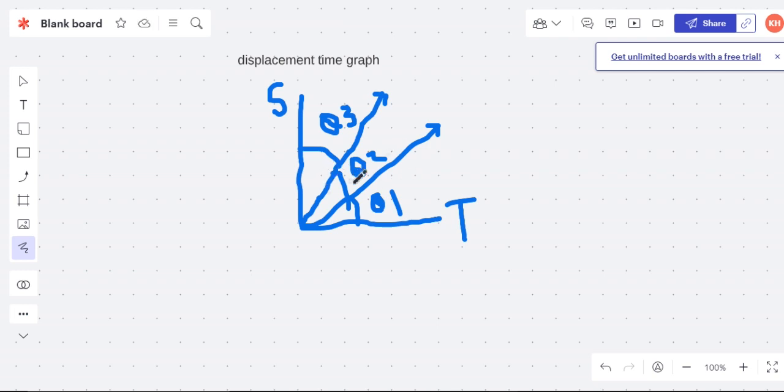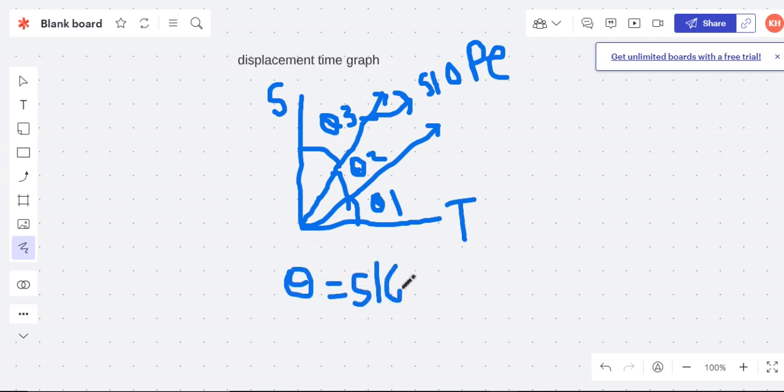What I want to conclude here is that this is the slope. The theta here represents the slope. So theta is the slope. As theta increases, as you can see here, the slope increases.